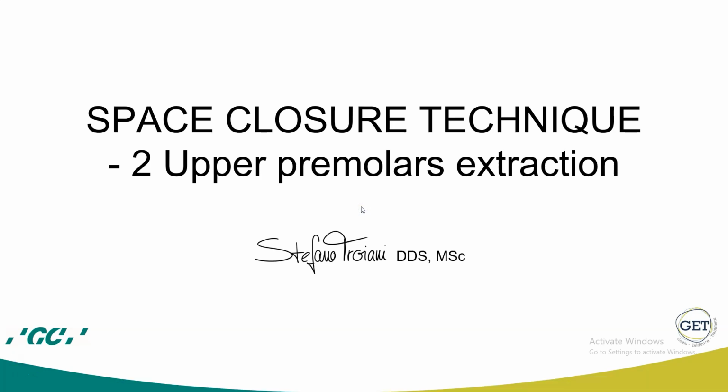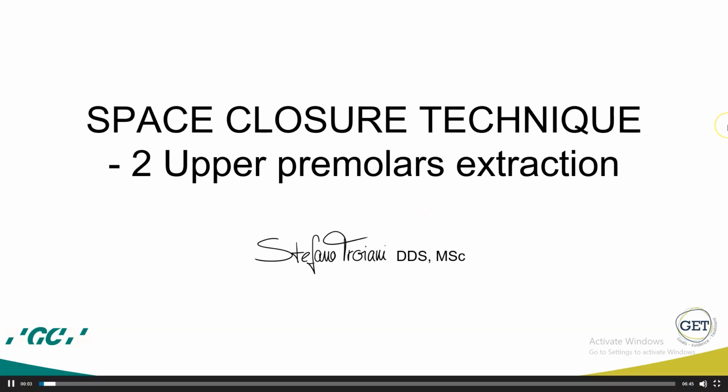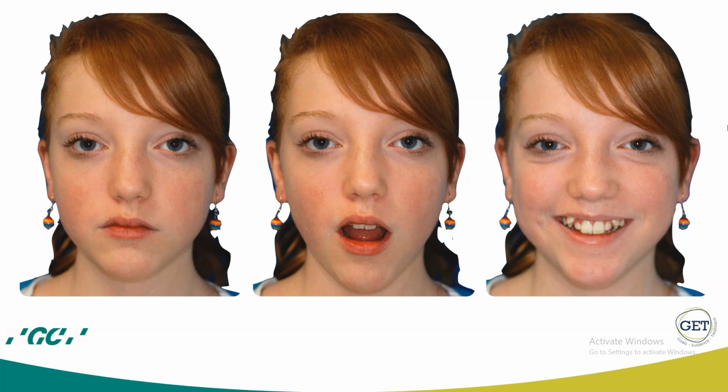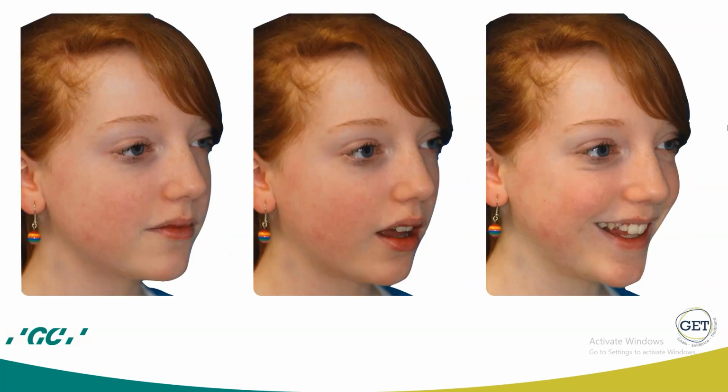In the last part of our presentation about space closure technique, we will talk about techniques for two upper premolars extraction. This patient presents, as you can see, with relevant crowding that makes a very irregular smile line.